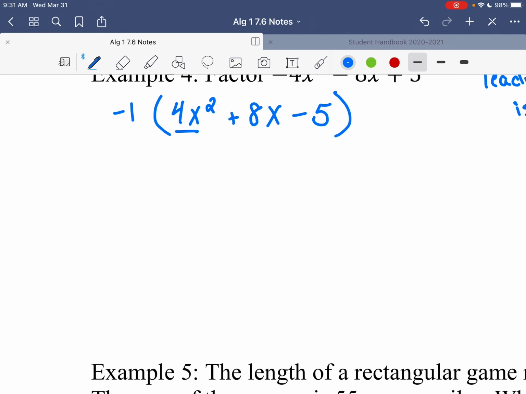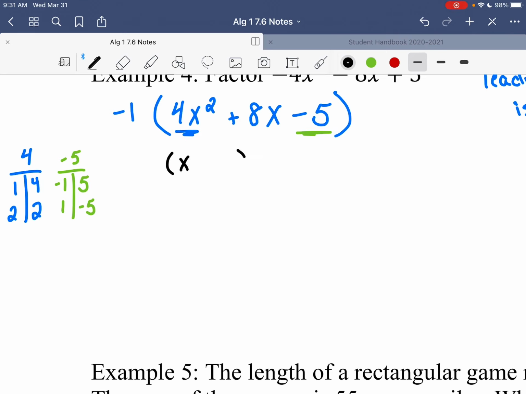So I want what multiplies to give me 4. So we've got 1 and 4 and 2 and 2. And then what multiplies to give me that negative 5? So we've got negative 1 and 5 or 1, negative 5. Really, those are our only options. So now we're going to go ahead and try some. So I'm going to try the 1 and 4 first.